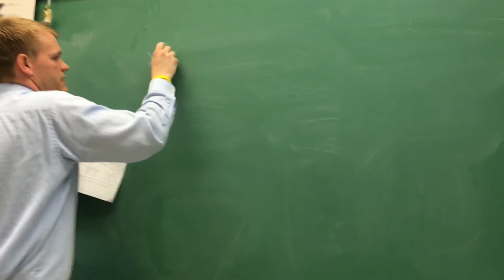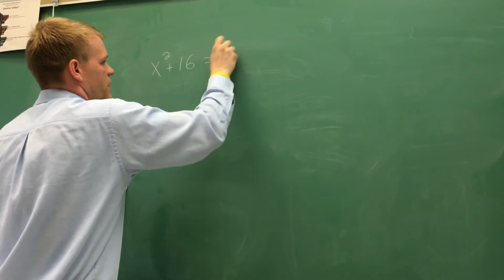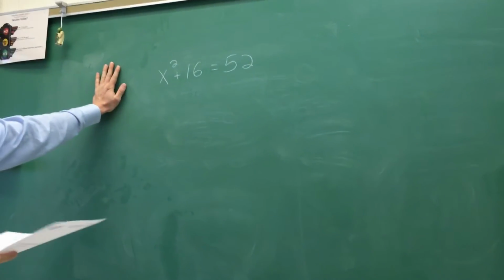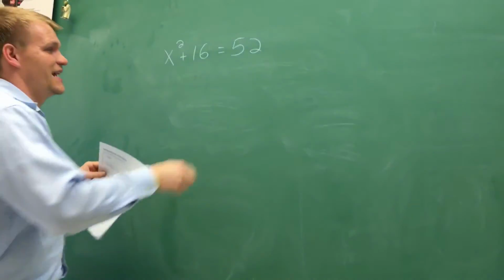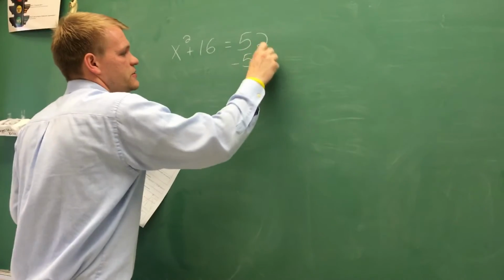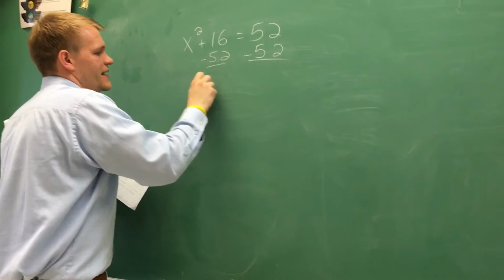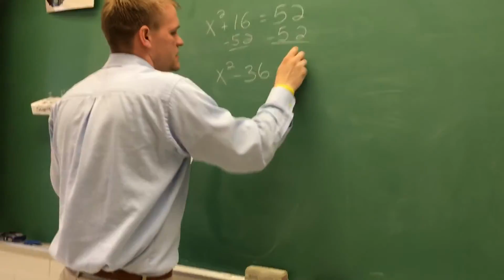For 17, I'll do that one. 17 says x squared plus 16 equals 52. Now, one very important thing to know about solving a quadratic, if you're going to do it by factoring or by the quadratic formula, is that it needs to be equal to 0. In this case, it is not. So I'm going to bring 52 over. So to do that, I would subtract 52, subtract 52. And then I get x squared minus 36 equals 0.